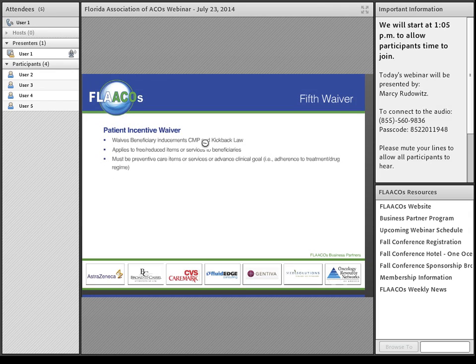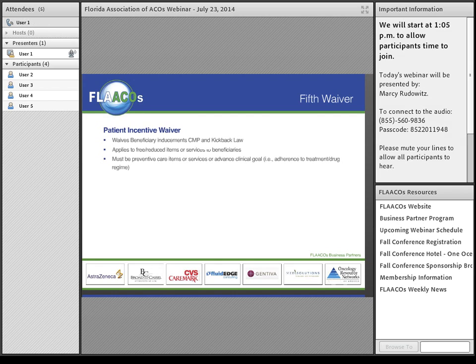The fifth waiver that we're going to touch base on is the patient incentive waiver. This is the one that really allows an ACO to offer certain medically related incentives under that shared savings program to beneficiaries to encourage them to be more preventative with their care and compliance and treatment regimens. So this is how we're getting all the way down to the participant, the beneficiaries, and getting all the groups involved to really make sure that we can be more proactive with our care coordination.